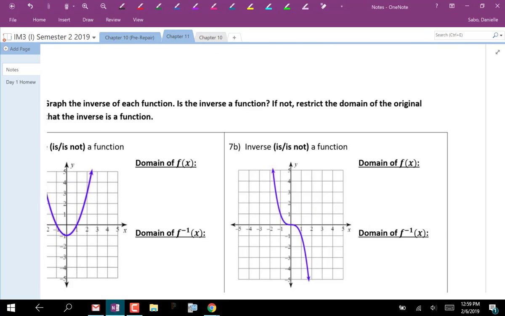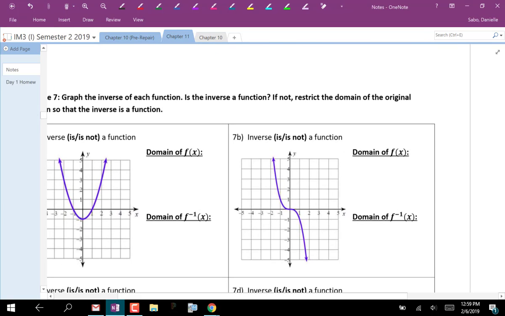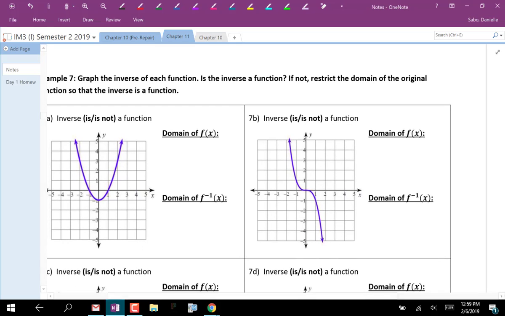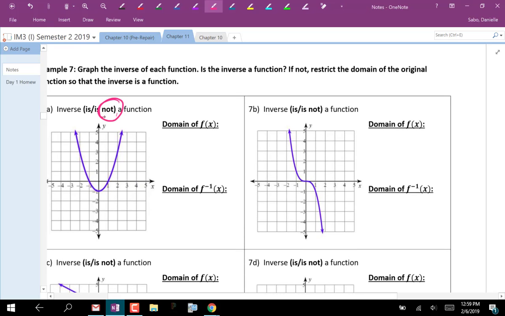Okay, so take a look at this. It says graph the inverse function, which we did on the first page, and determine if the inverse is a function. So those are two things we just talked about. Let's take care of those first. The first thing I'm going to check is: is the inverse a function? If I do the horizontal line test, would the inverse be a function? No. So this is not a function, because when I do that horizontal line test, it crosses twice.